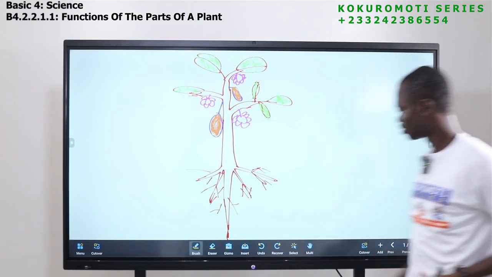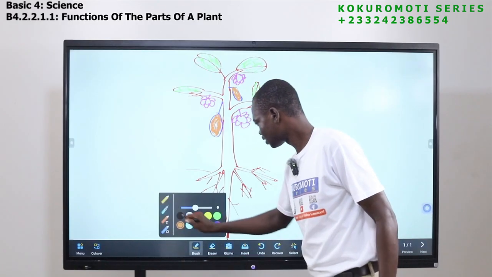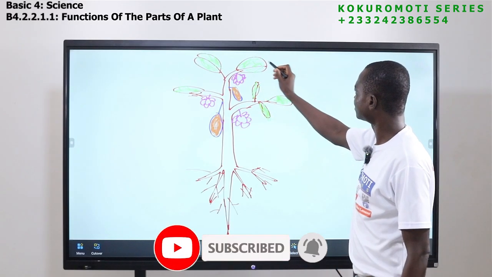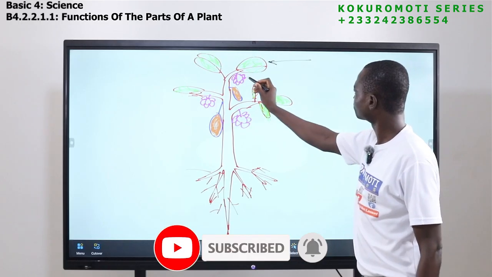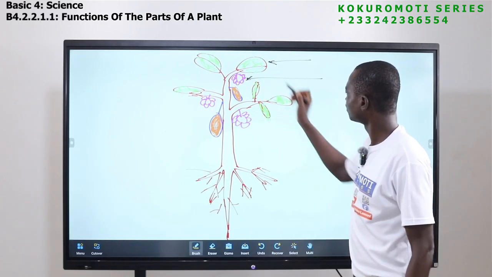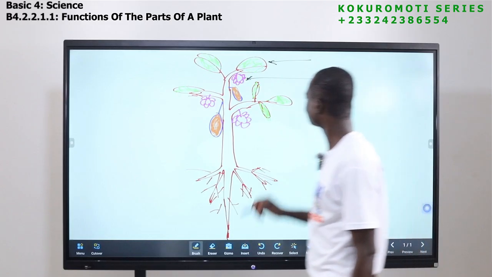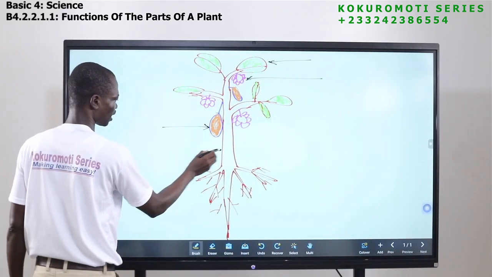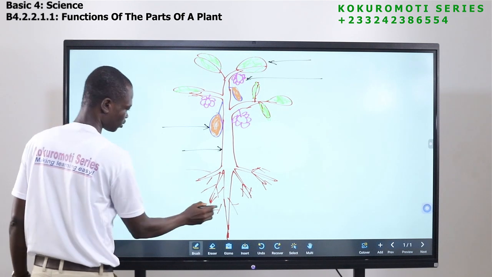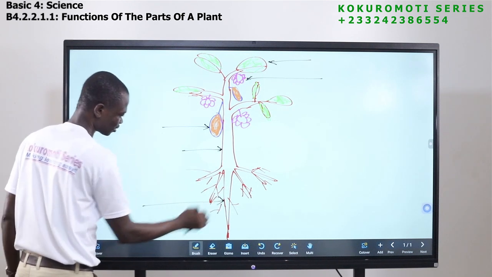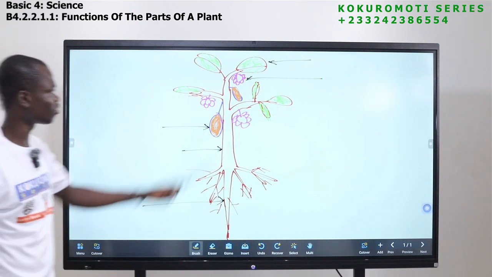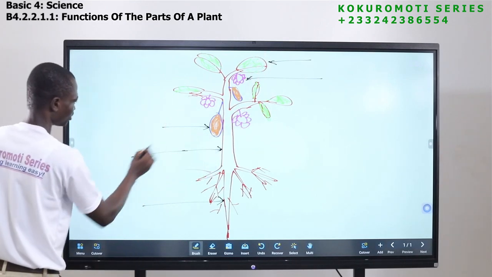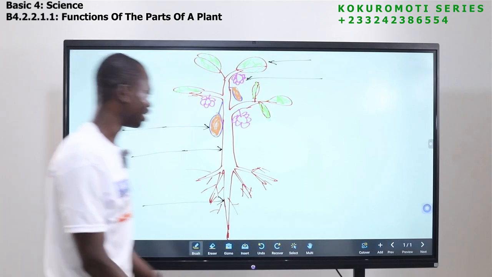Let's label or name the parts. So what part is this? What part is this one? What part is this side? So how many parts do we have here? We have 1, 2, 3, 4, 5. Okay. So now let's look at the names.